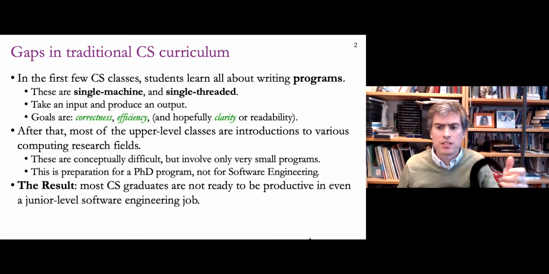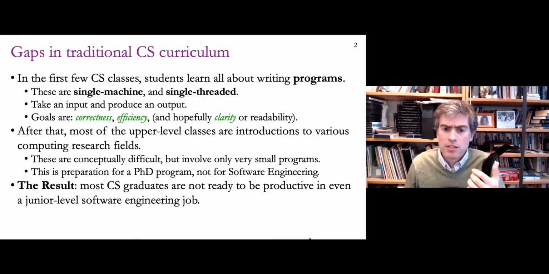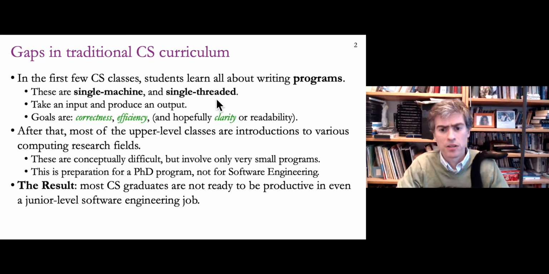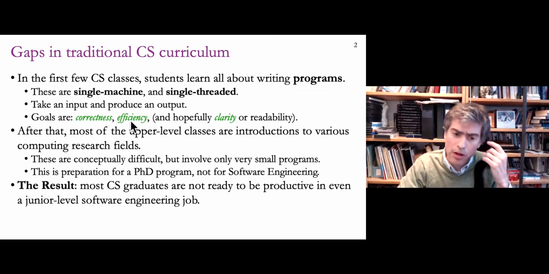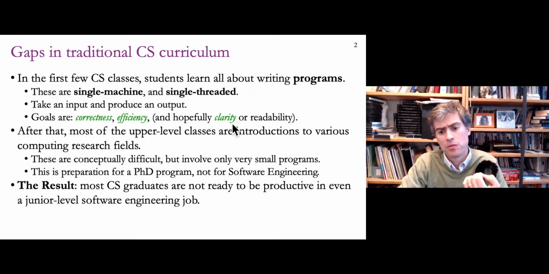In CS classes, especially in the first few classes, students learn about writing programs. Of course, you have to start somewhere, and you start with the basics. Students learn about writing programs that run on a single machine and are single-threaded. They only do one thing at once. They don't have any parallelism. They take an input and produce an output, generally. And those first goals when learning to program are to write a correct program, an efficient program, and hopefully also one that is clear or readable, although that's less emphasized.